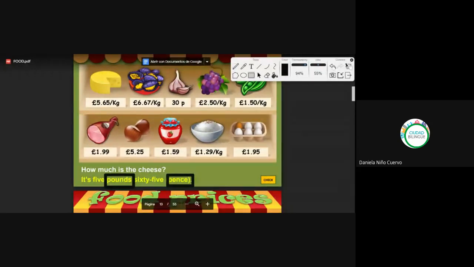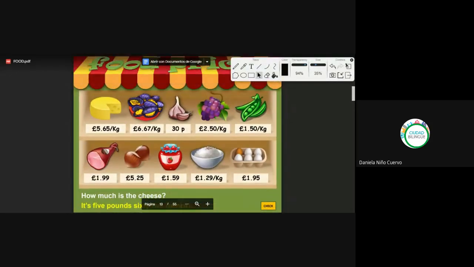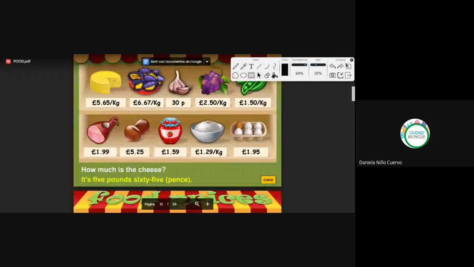Libras esterlinas. So, I'm going to change the size over here. We have here the prices. Look at this. This is the symbol of a pound. Este es el símbolo de una libra, yes? So, that is 5 pounds, ¿cierto? 5 libras esterlinas con 65 pence, que significan centavos. Yes? 65 pence, centavos. Questions about this?